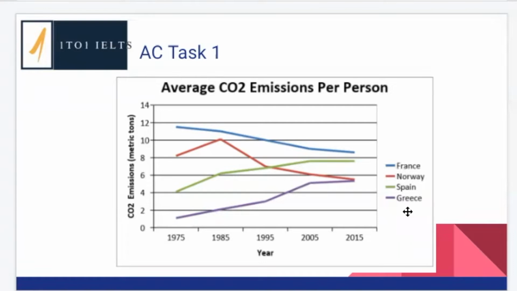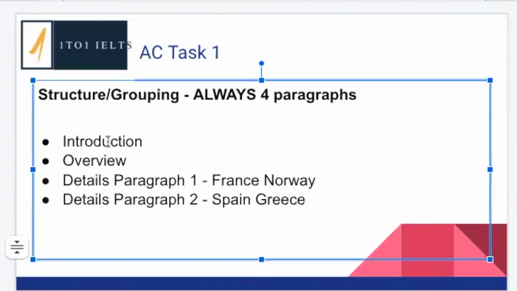Because this is what we are getting graded on in coherence and cohesion. This is what our structure will be. Remember, we always have 4 paragraphs. So it doesn't matter if it's a line graph, a bar graph, a map question. We always have 4 paragraphs for all academic task 1 essays.